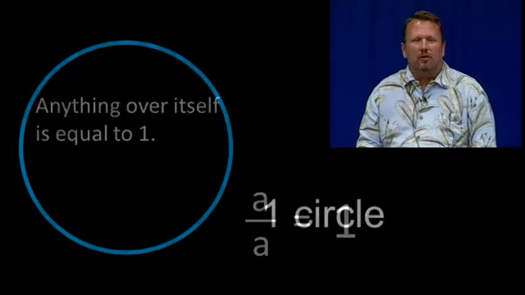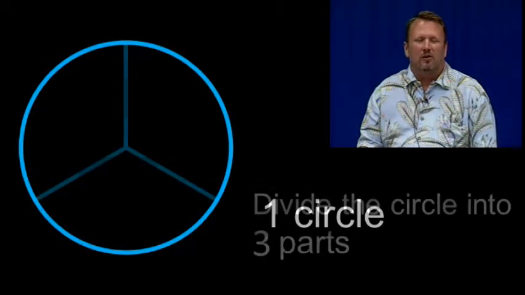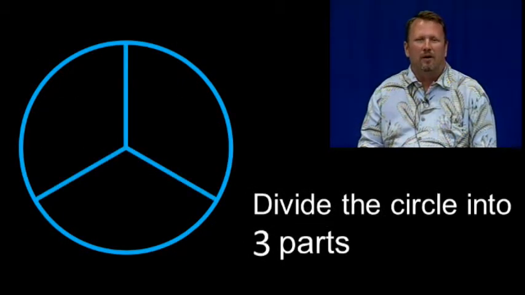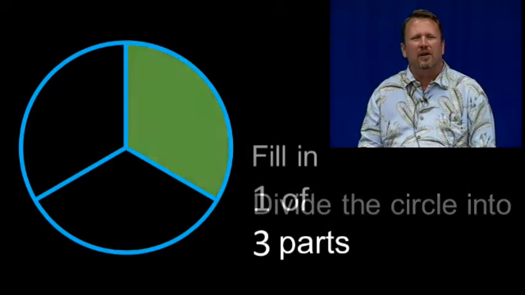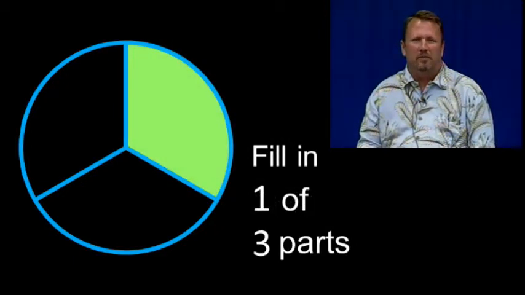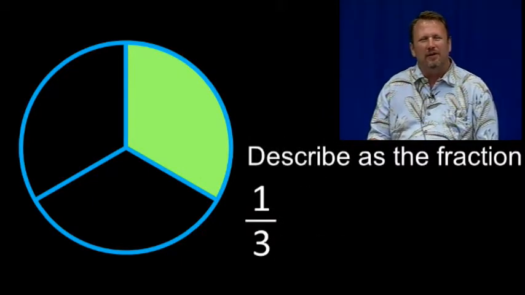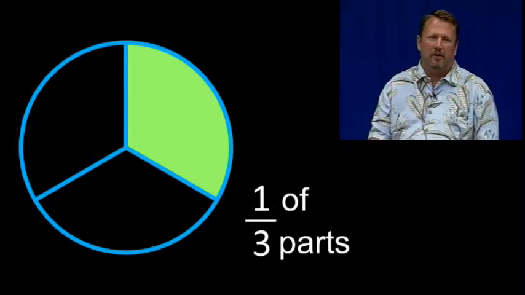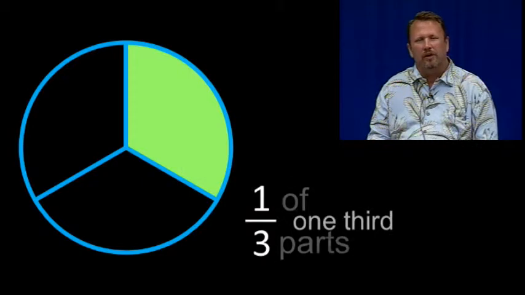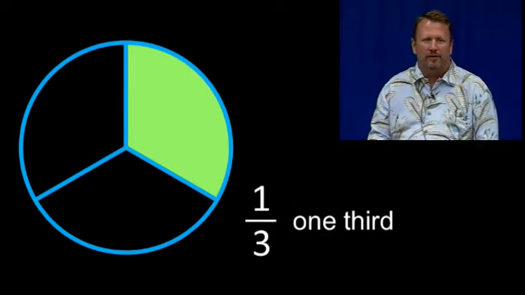So here is our circle, and we can divide the circle into 3 parts. And if we fill in one of 3 parts of the circle, we can describe that as a fraction 1 over 3, which means 1 of 3 parts. So this fraction is called 1 over 3, or 1/3.